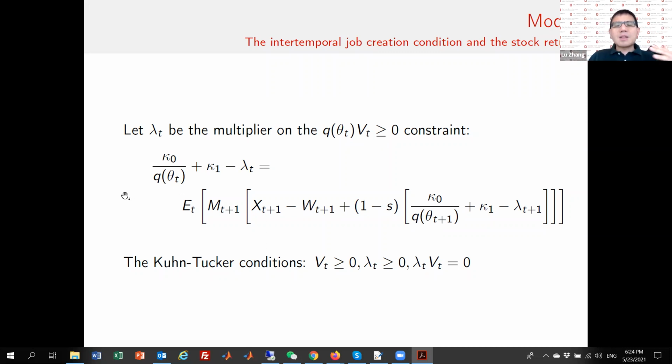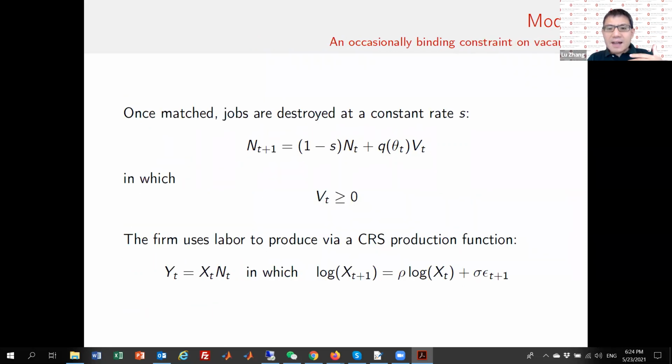The reason is that when the firm posts vacancies, the firm is going to take the vacancy filling rate as given. In other words, the firm is not going to internalize the search and matching externality, but presumably a benevolent social planner will.